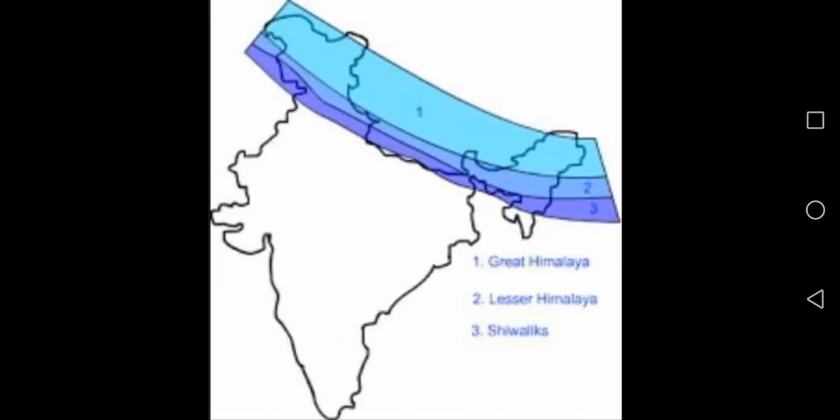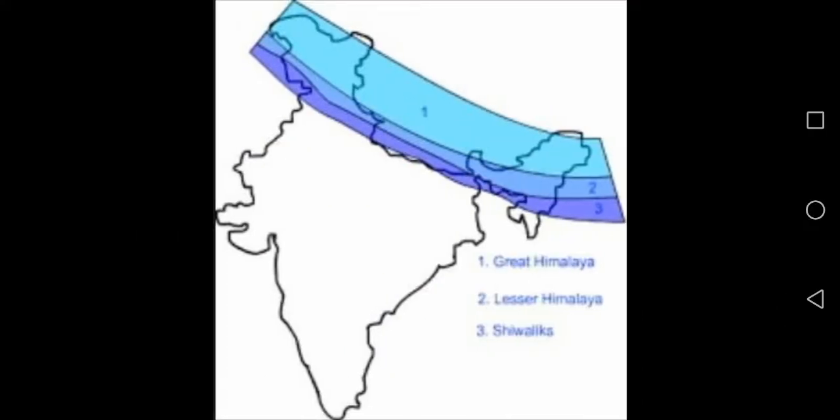Further, it is divided into 3 ranges: Himadri, the uppermost range, Himachal, the middle range, and the third one is Shivalik. So 3 colors are being used to show the different ranges. The most important or the top one is Himadri, the most continuous range with an average height of 6,000 meters.